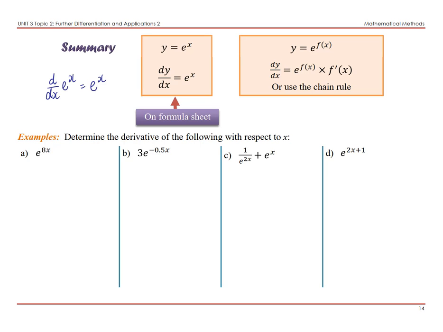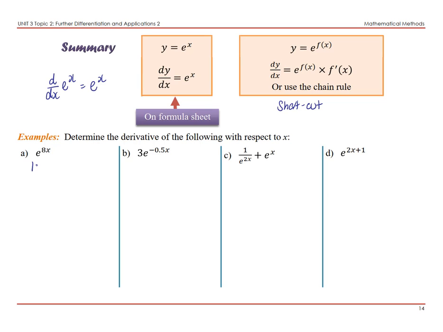Then you have what we can call the shortcut, which is if we have y equals e to the f of x, so the function of x, the derivative is going to be exactly e to the f of x, just like previously, but we need to multiply it by the derivative of that power. If that's not on your formula sheet, if you don't remember it, you just need to use your chain rule. So let's go through and differentiate. It says determine the derivative of the following with respect to x.